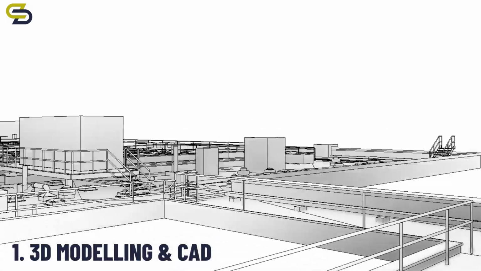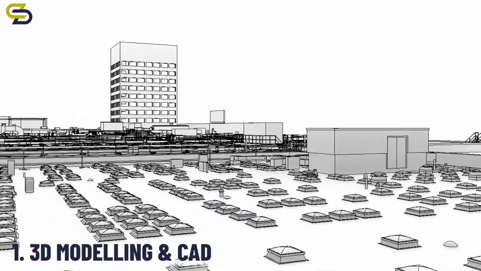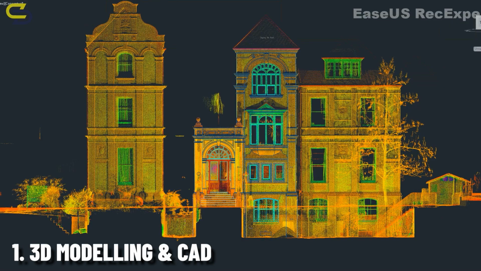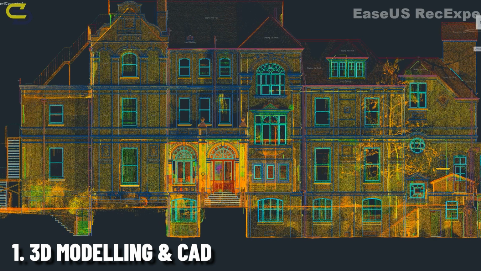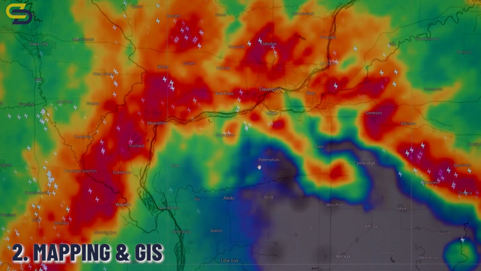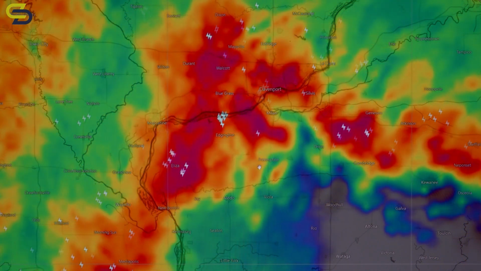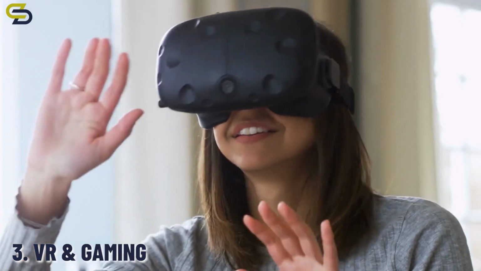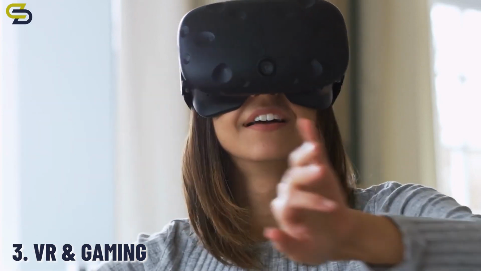One, 3D modelling and computer-aided design, CAD. Architects use point clouds for precise building models. Point clouds are also transferred to exact CAD plans, showing precise measurements. Two, mapping and GIS. Point clouds help create highly accurate maps for infrastructure planning. Three, virtual reality and gaming. They create detailed environments for immersive simulations.